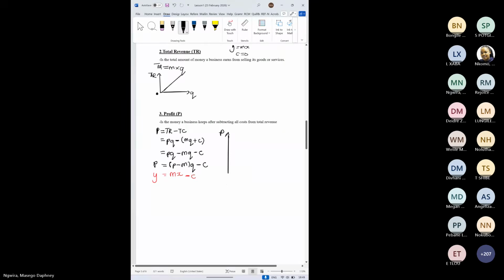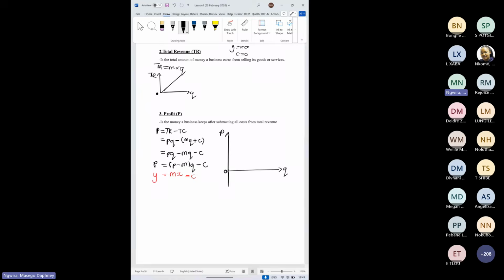So with the profit function, I said that at the end of the day, your profit function or the equation is going to be P is equal to some gradient here, with the Q, and then minus a C, which is a constant. And then I said that if this is my function, whatever is this side is going to be my Y, and whatever is here, that's my X, from Y is equal to MX plus C. So this will be my Cartesian plane. And then this is 0.